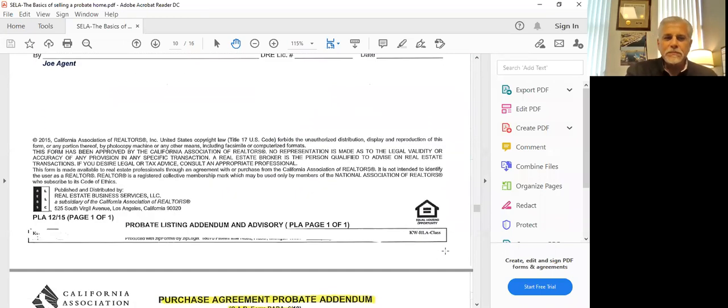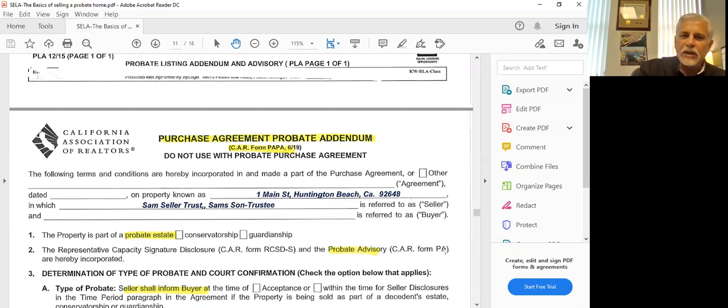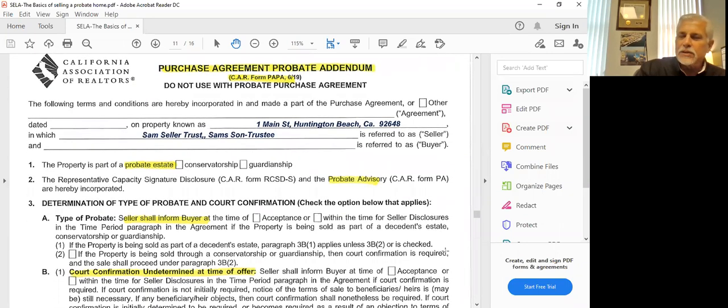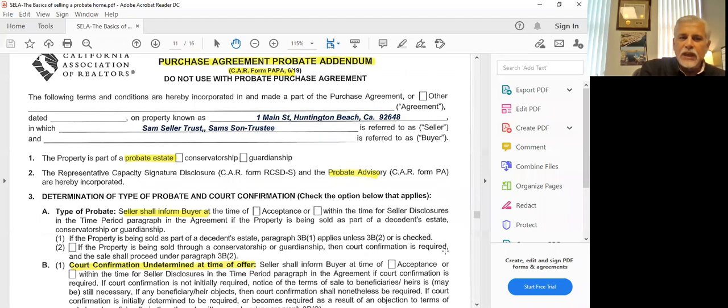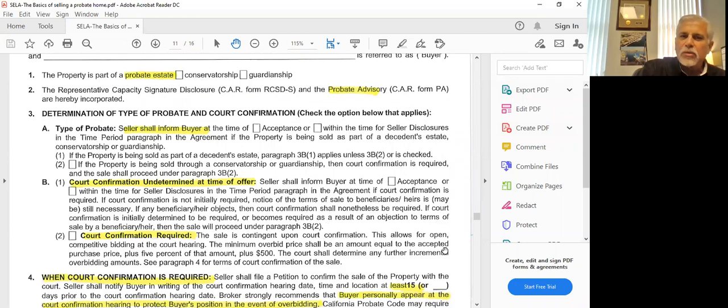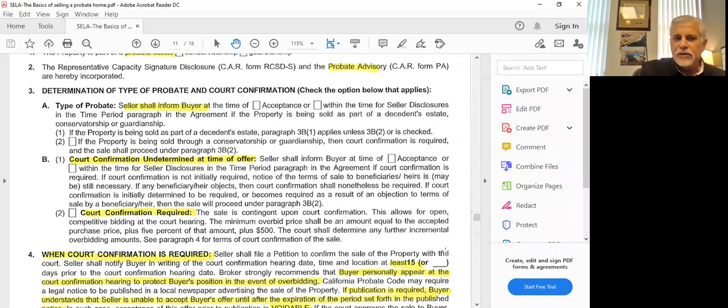The other form we're going to talk about is they used to have a probate purchase agreement, and they've eliminated that. Now they have a form called a PAPA, and you can make offers with a standard RPA, but you have to have your seller sign this, and this is telling that buyer what's going on. And you must inform them, once again, if it's limited or full, so this buyer knows what he's getting into.